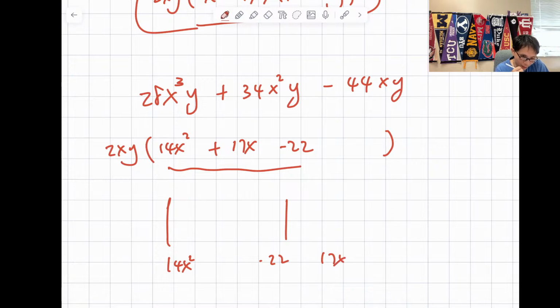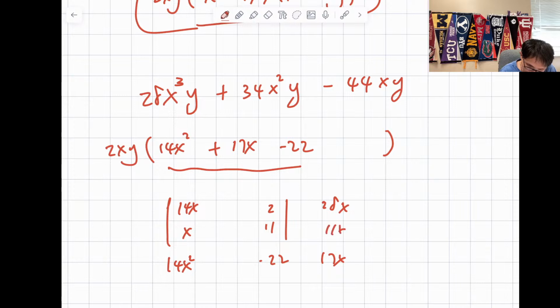What times what equals 14x squared? What did you guys use? 14x and 1x? Okay. What did you use on the other one? 2 and 1? Negative 11, 2? This way? The other way? Okay, yeah, this way gets too big. The number gets too big. So 2 and 11.